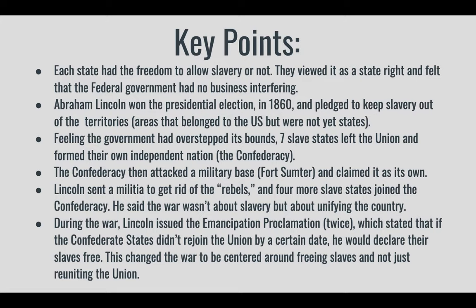And so, of course, the southern states did not rejoin the nation at the time that Abraham Lincoln gave them. And so he issued the second Emancipation Proclamation that said, "You didn't listen. I now declare all your slaves free." And he also allowed Black men to join the Union Army, and this weakened the South and increased the North's military power, and also again kind of changed the war to being more about slavery than just about reuniting the nation.